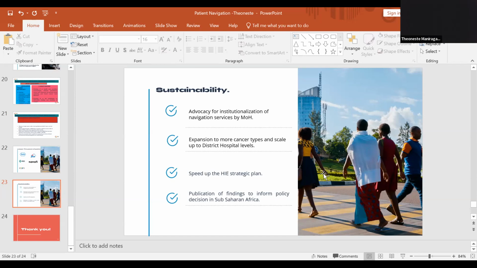There is a sustainability advocacy for institutionalization. I have told you that the government of Rwanda, through the project that we have got, the partnership, the grant, we are now taking over the project for 2 years, but also we want to expand it through whole districts because we did it in one district. And also we want to speed up the strategic plan to include all this in the government human resource.